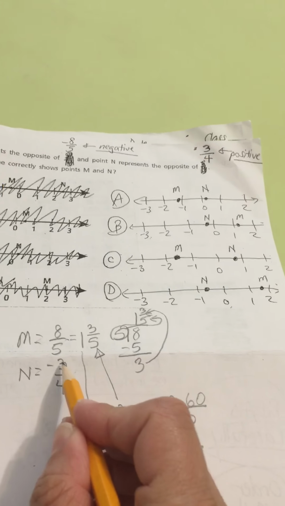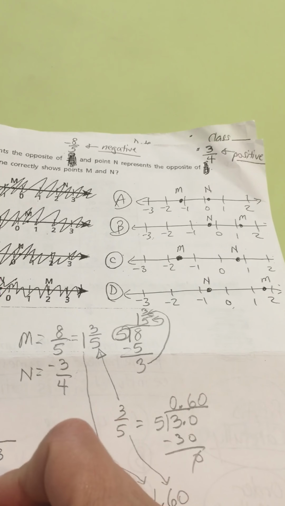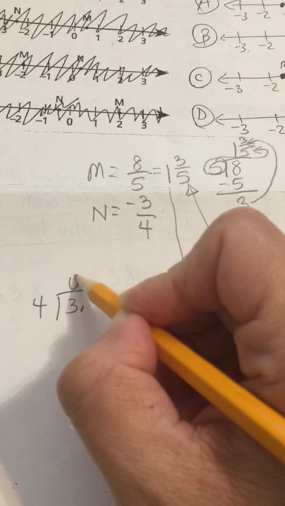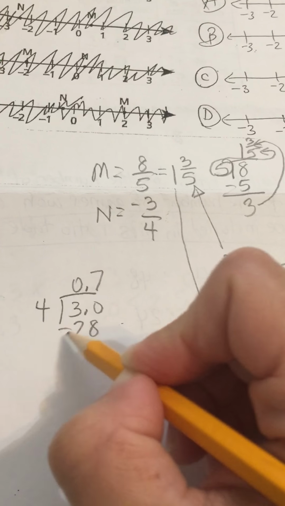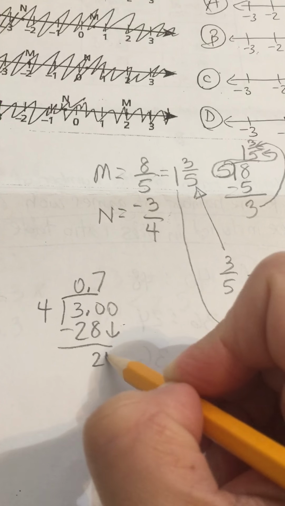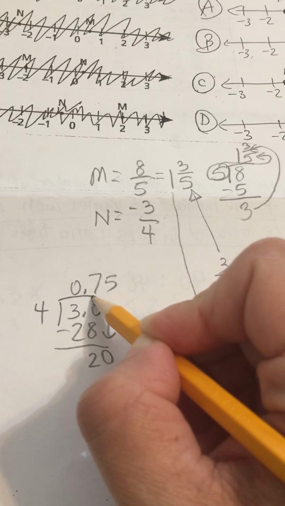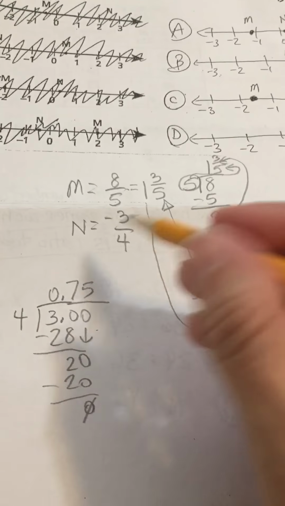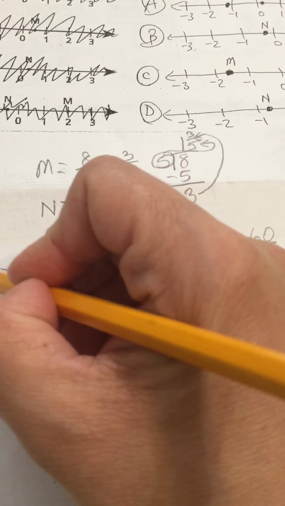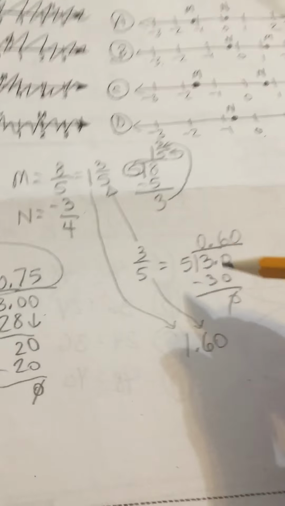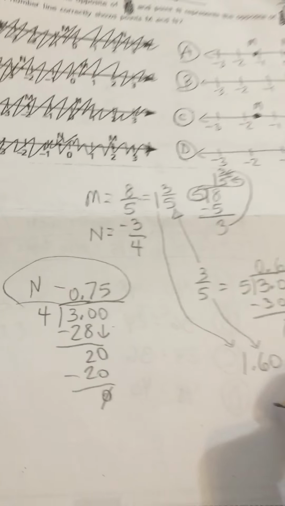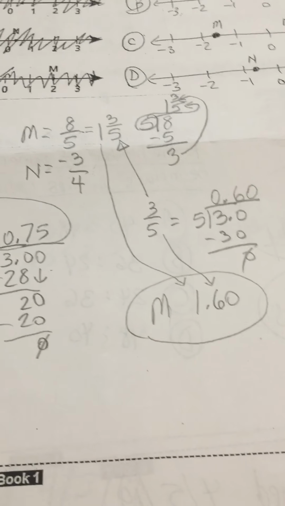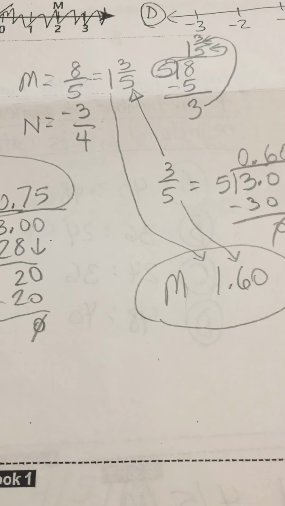3/4 of $1, 3 divided by 4. 7 times 4 is 28. Remainder of 2. 4 goes into 20 5 times. 5 times 4 is 20. We have no remainders. So this is about owing 75 cents for N. Okay, so when we think of the number line, that was N, this is M. We need to find about $1.60.